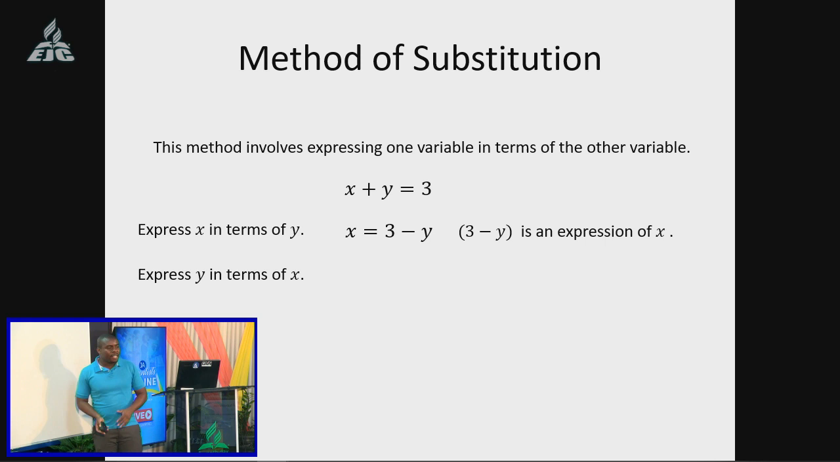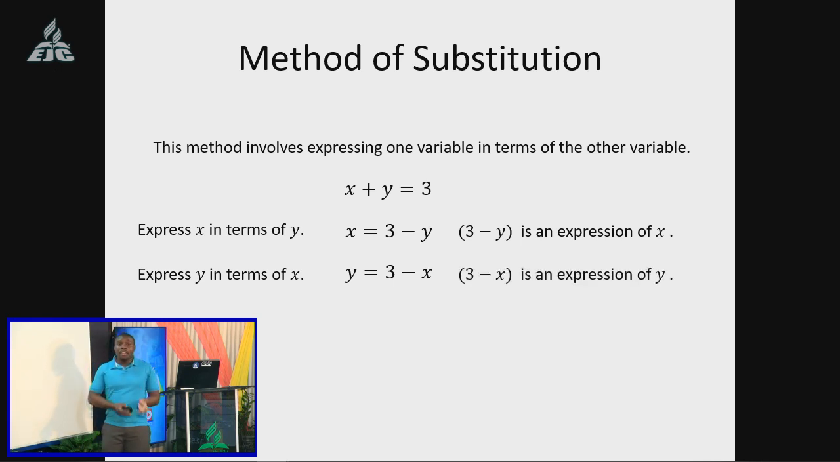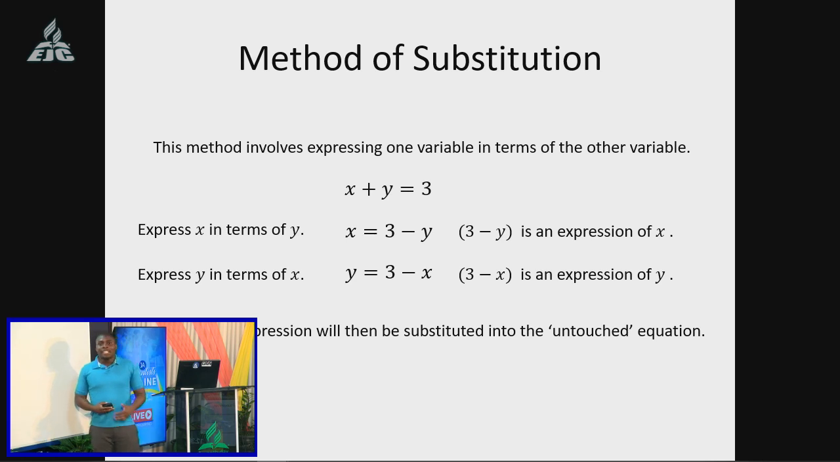What about expressing y in terms of x? If we're going to express y in terms of x, then we simply make y the subject of the formula and transpose x to the other side of the equation. And so we have y equals 3 minus x. So we can therefore say that 3 minus x is an expression of y. Yes, simply because y is equal to 3 minus x. So now that we know how to express one variable in terms of the other, now we can go ahead and try our method of substitution.